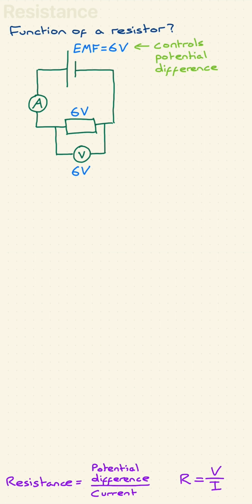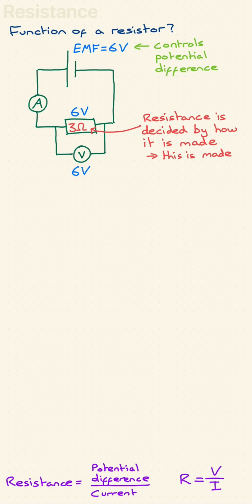The resistor is also fixed. It is an object in the circuit and it has a fixed value for its resistance because that's how it was made in the factory. Let's say it has a resistance of 3 ohms. The function of a resistor in a circuit is to limit the current. The resistor reduces the current.